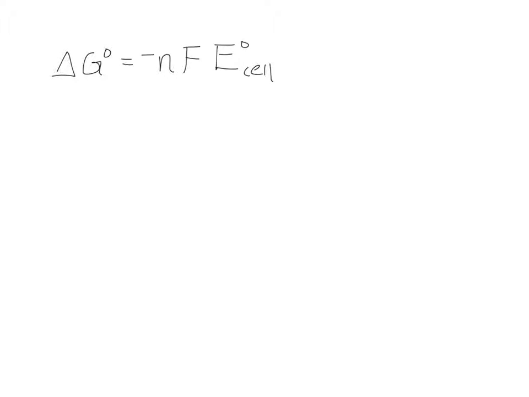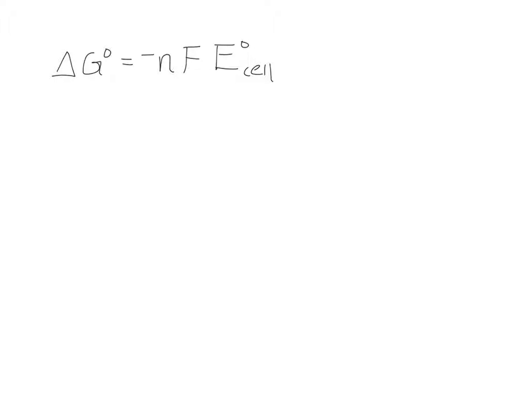Here's the expression that we wrote down from section 18.4, and it relates E naught cell to delta G naught. So delta G under standard conditions and E cell under standard conditions. You'll notice from the expression that if you get a positive value of E naught cell, then you will actually get a negative delta G, because E naught cell is multiplied by negative nFE.